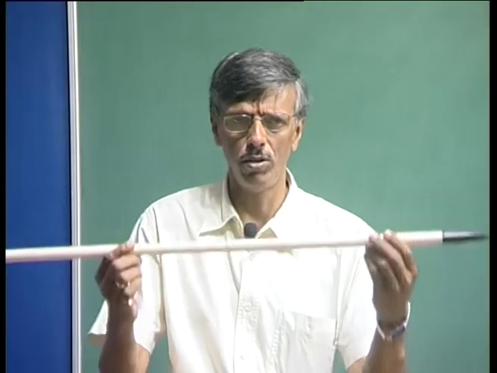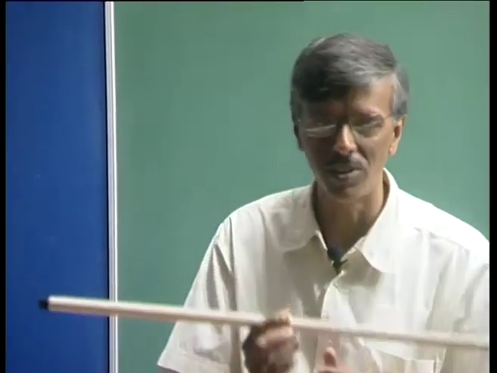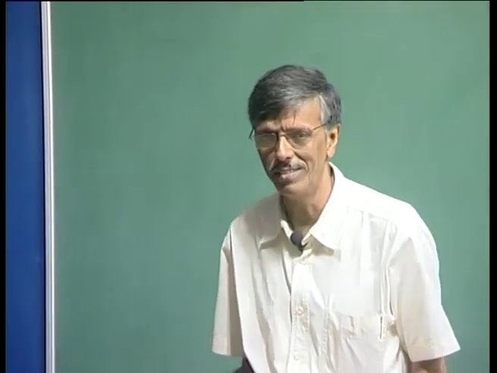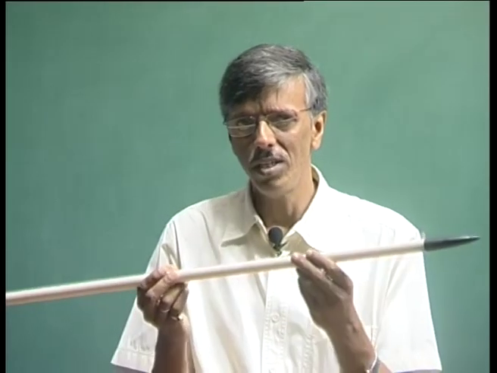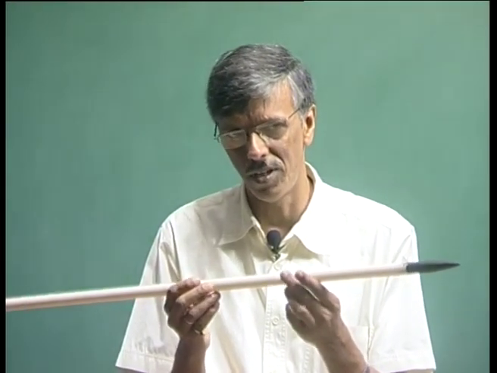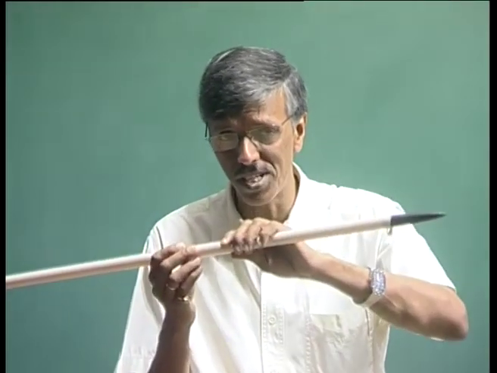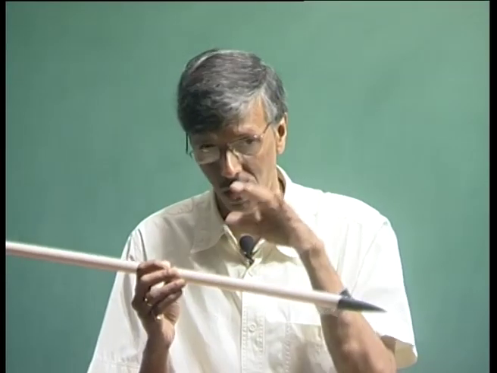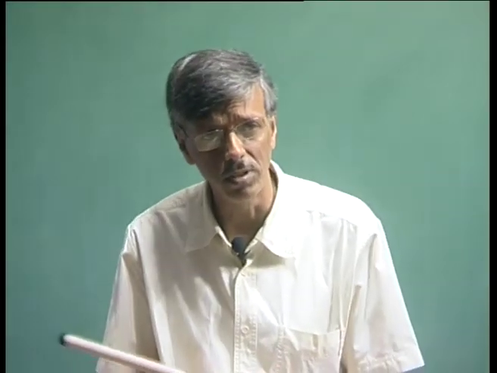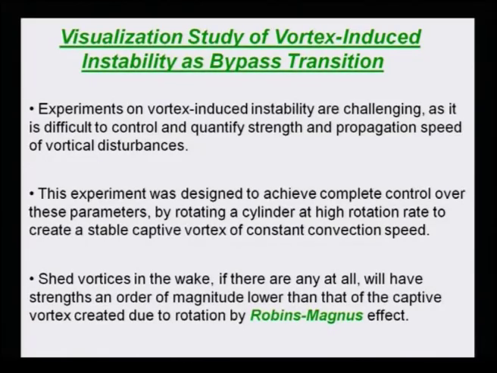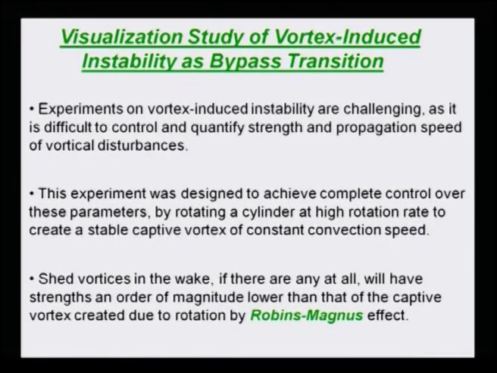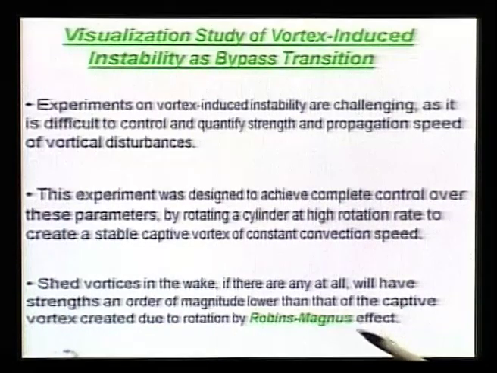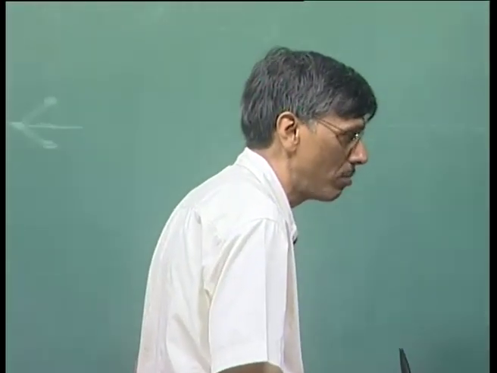Now, you might say that you've taken a cylinder, and then the cylinder sheds vortices, the Bénard-Kármán vortices. What happens to that? I will give you some reference as we go along. Earlier experiments have shown that if the surface speed imposed by rotation is more than twice the speed of U infinity, the oncoming flow, then the shed vortices are negligible. And even if there are trace amounts, the visual experimental signature shows those strengths are orders of magnitude lower, so you don't have to worry about that. So what we actually did, we used the Robins-Magnus effect to create vortex-induced instability.